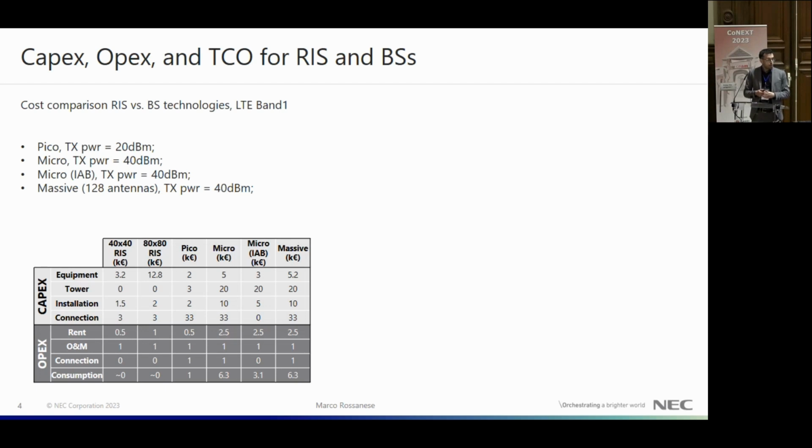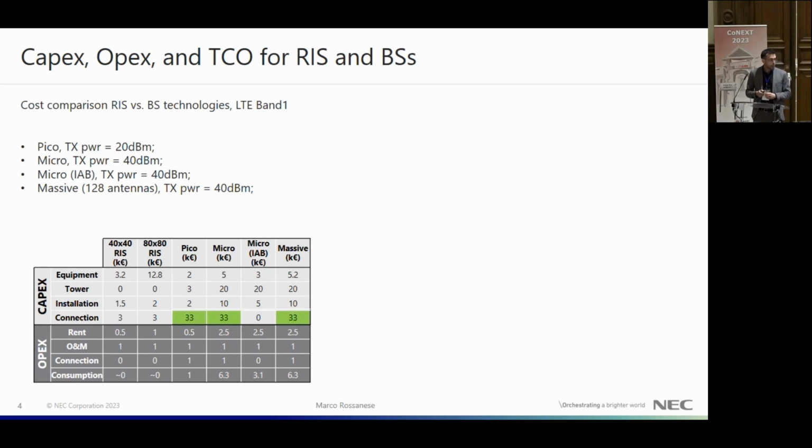So I'm about to compare two different RISs, where we have 40 by 40 antenna elements and 80 by 80 antenna elements, two picocells where we shoot 20 dBm, a micro with IAB, so integrated access backhaul, where the micro is not connected via fiber optic to the backhaul, but via wireless. And finally, a massive base station where we have 128 antennas. So from this table, I want to highlight some of the most important values, in my opinion.